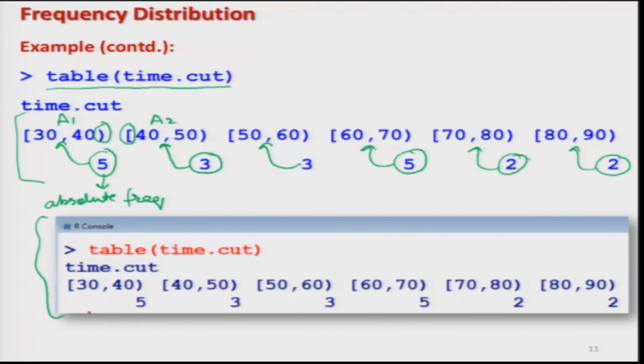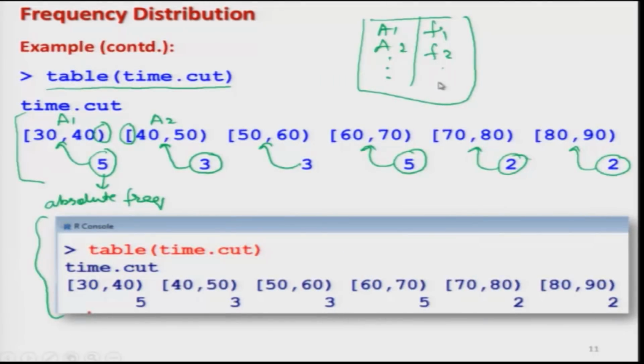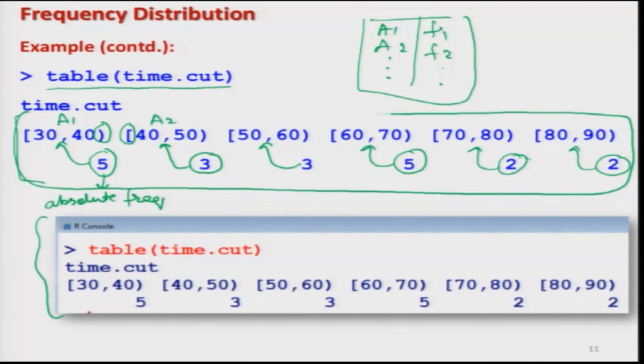Okay? Now, this is the screenshot, but you can see one thing. Usually in the textbooks, whenever we write down the frequency table, it is not written horizontally but vertically like this. Here you will have the class intervals A1, A2 and so on, and here you will have the frequencies f1, f2 and so on. But this outcome is actually horizontal, and we would like to make it vertical.